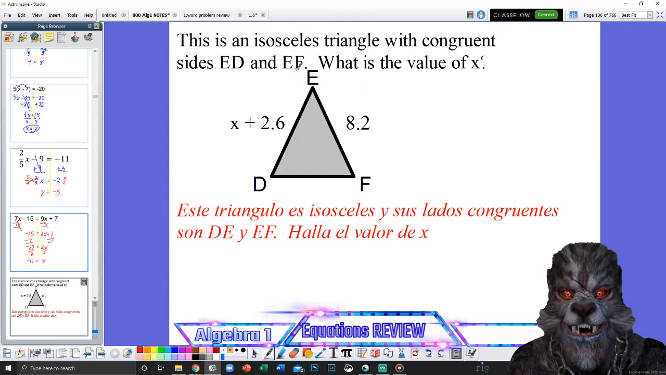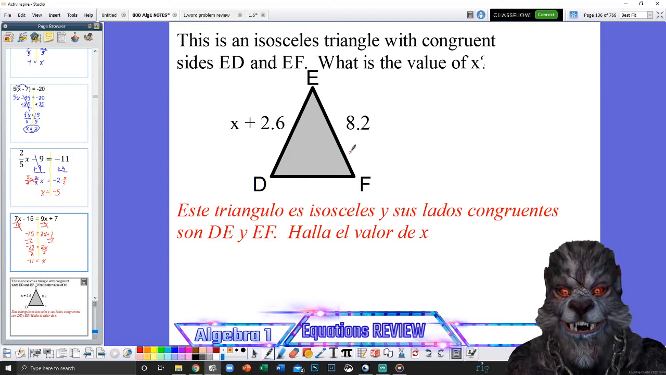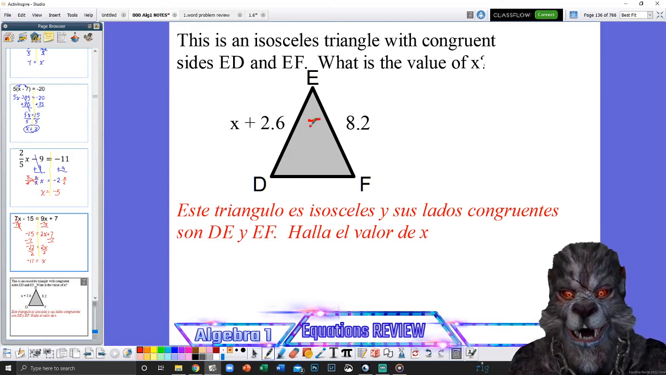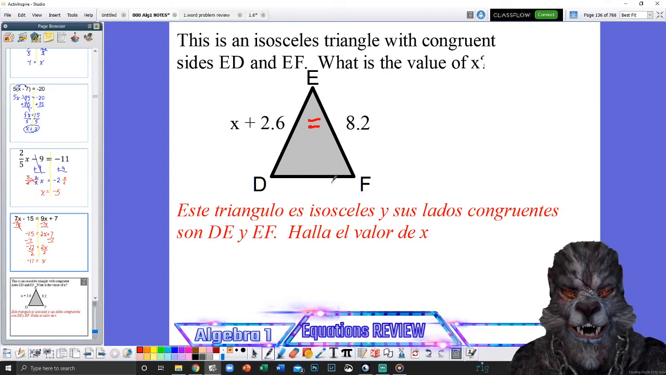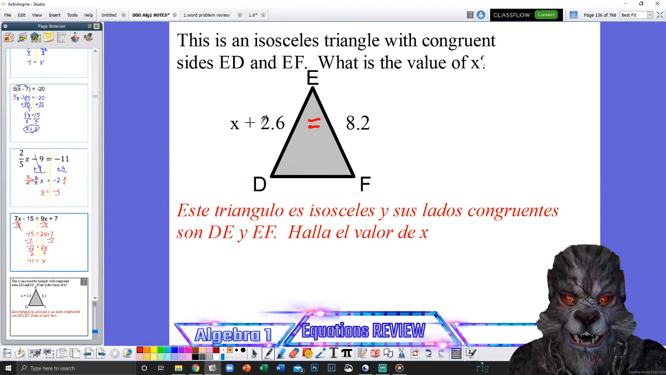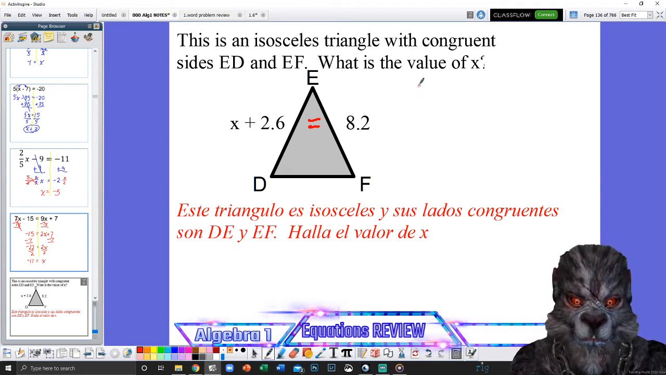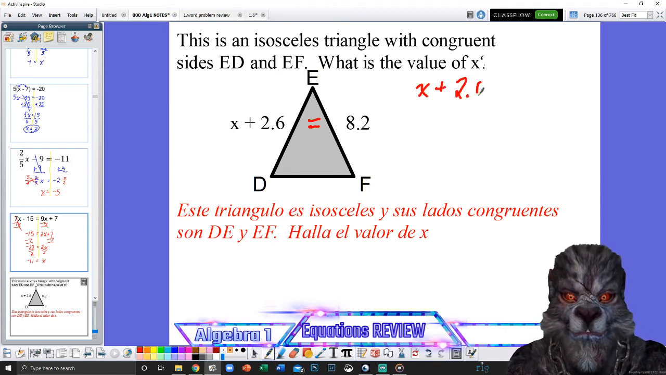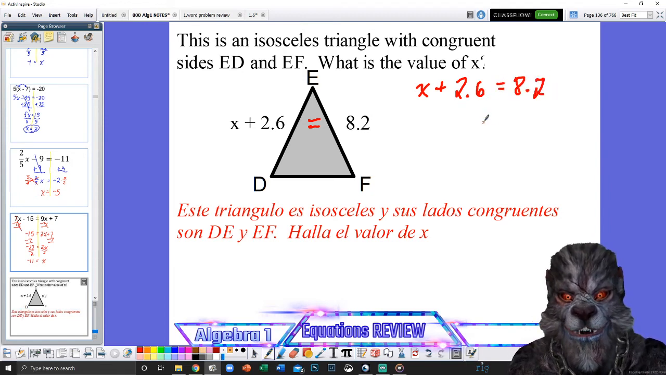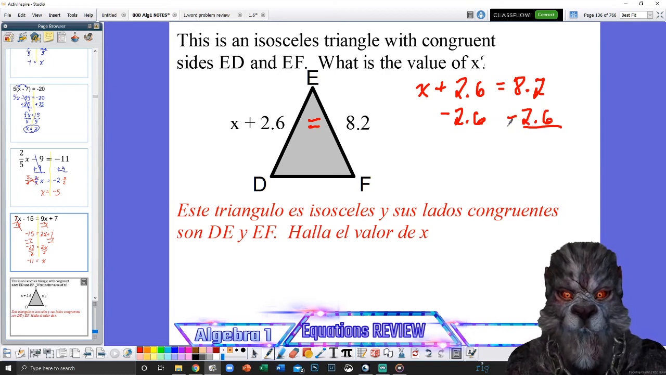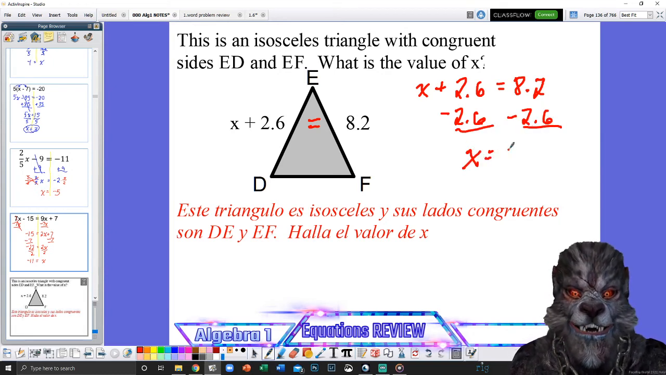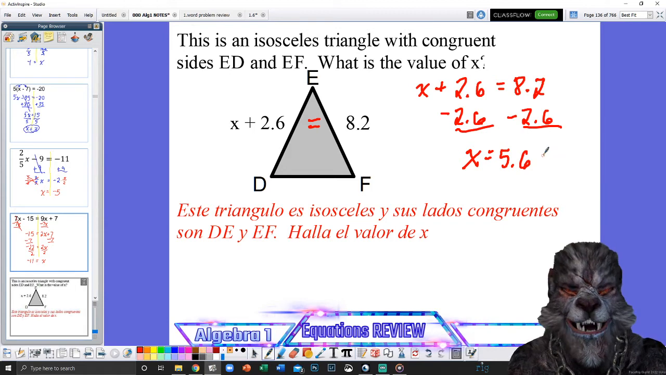Next, this is an isosceles triangle. That means the two sides are the same. So really, it just means these two things are equal. So I could ignore everything else, but just put x plus 2.6 equals 8.2. Now that I have that, I'm just going to solve it. All we do is take that plus 2.6 and subtract it from both sides. This gives me x equals 5.6. Great job.